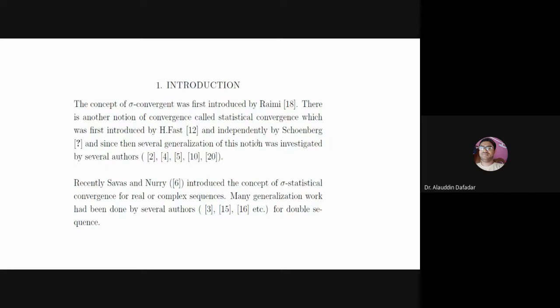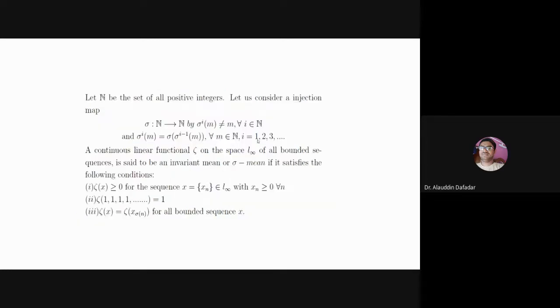Now, the concept of sigma convergence was first introduced by Raimi in reference 18. There is another notion of convergence called statistical convergence, which is a more generalized convergence than the ordinary convergence. In this case, first we introduce the sigma invariant convergent, and then we introduce the quasi-invariant convergent. Suppose N is the set of positive integers, we take a mapping from N to N, which is injective, sigma(i)(m), which is not equal to exactly m for all i, and sigma(i)(m) translates into sigma to the power i minus 1 of m.